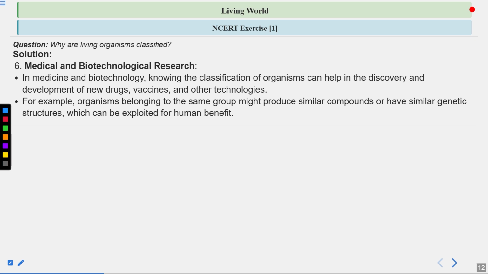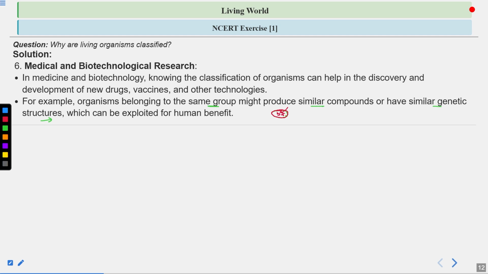Now, what happens? If there is an organism which belongs to a particular group and this organism is producing an antibiotic, then chances are very high the other organisms present in this group might also produce the antibiotic. For example, an organism belonging to the same group might produce a similar compound such as an antibiotic or some other products. And they have a similar genetic structure also, meaning they have similar genes, DNA sequences also.